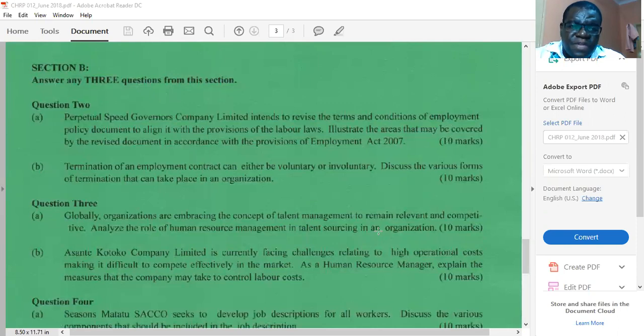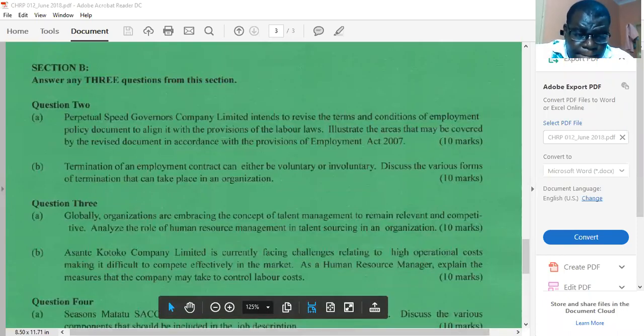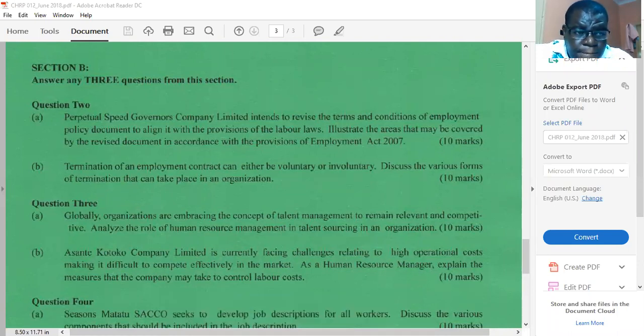Question two. Perpetual Speed Governance Company Limited intends to revise the terms and conditions of employment policy document to align it with the provisions of the labor laws. Illustrate the areas that may be covered by the revised document in accordance with the provisions of the Employment Act 2007.